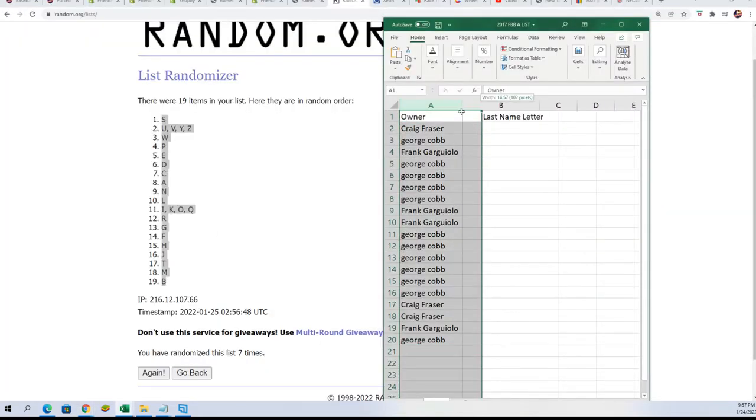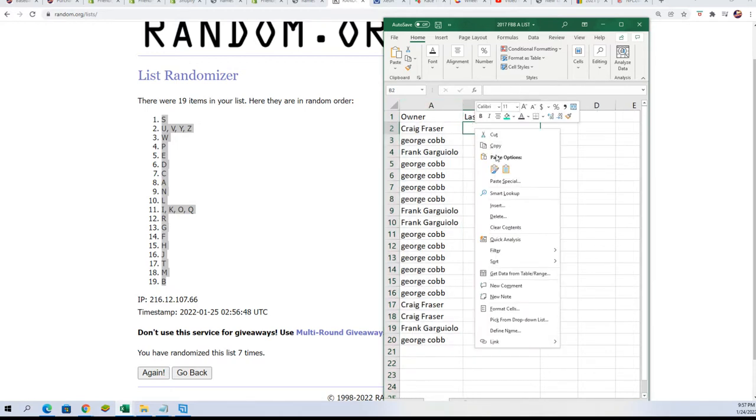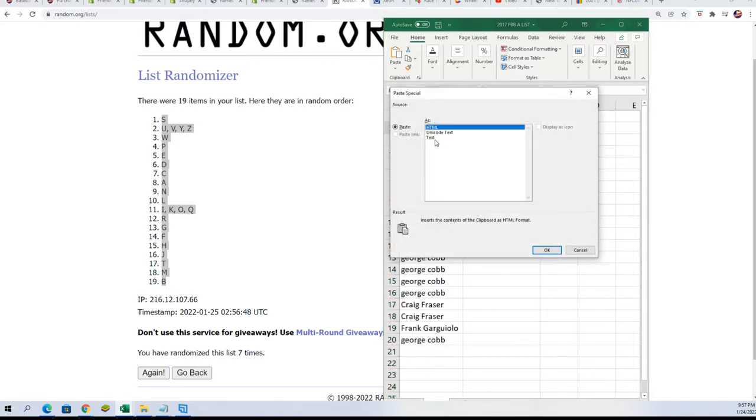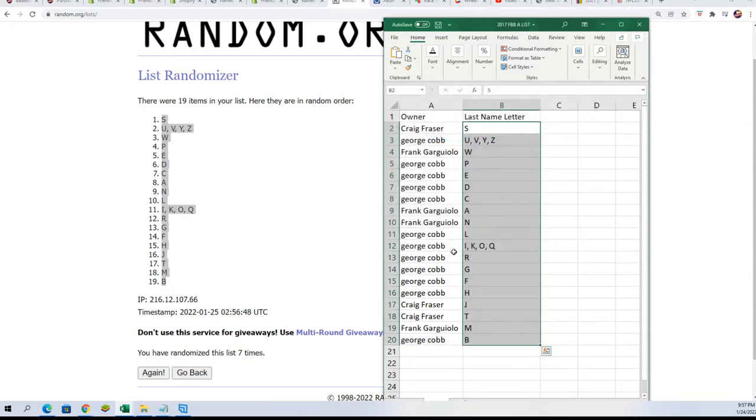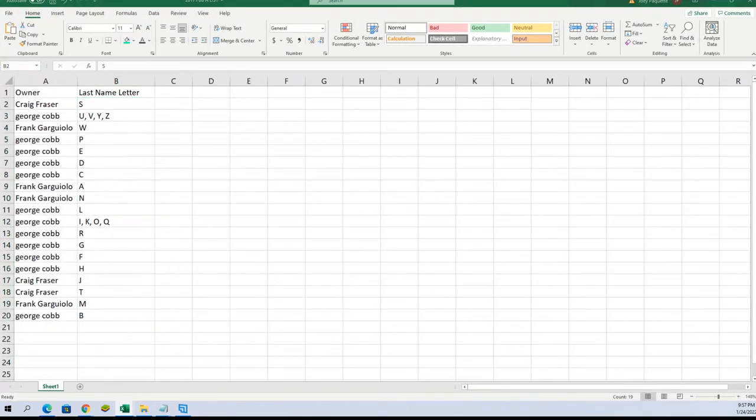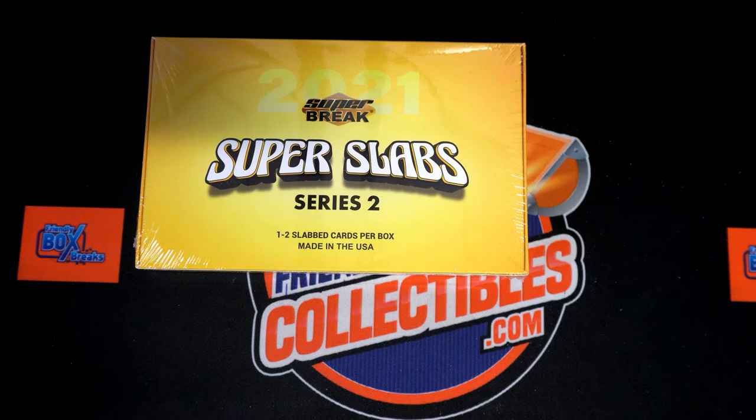If not Mosaic, then get in one of our hottest boxes. We'll be looking at those in a minute. But here are the letters for Super Break Super Slabs Series 2. And in this break, everybody gets a last name letter. Hope. Every spot is a last name letter. Initial.